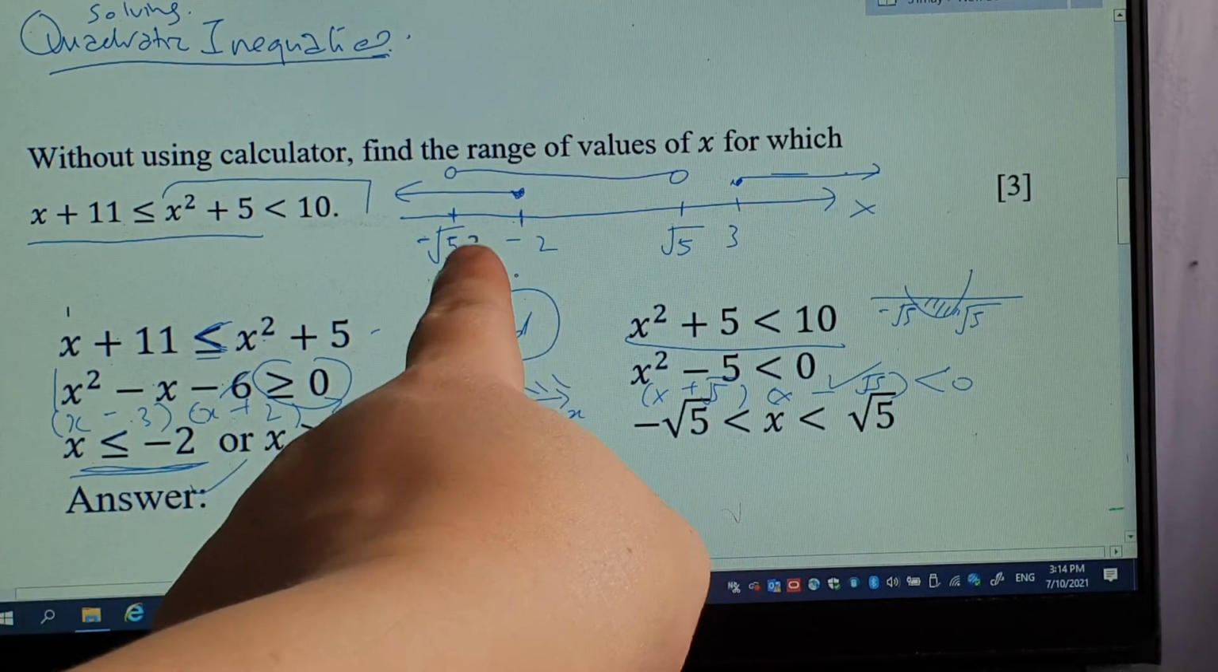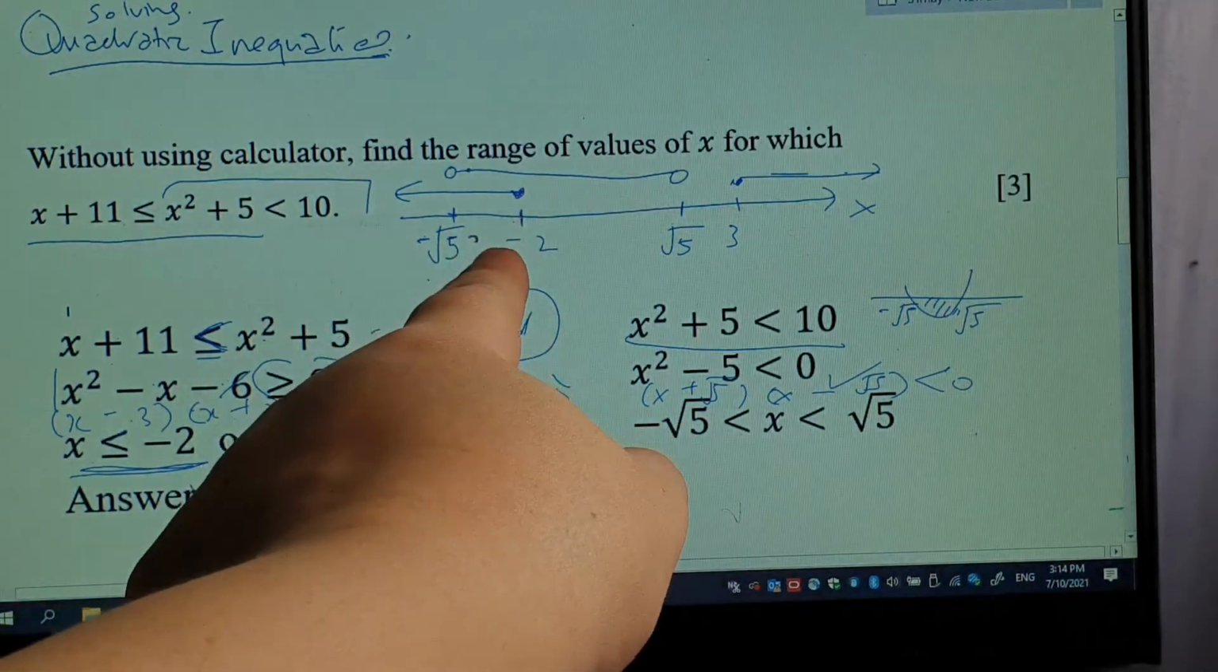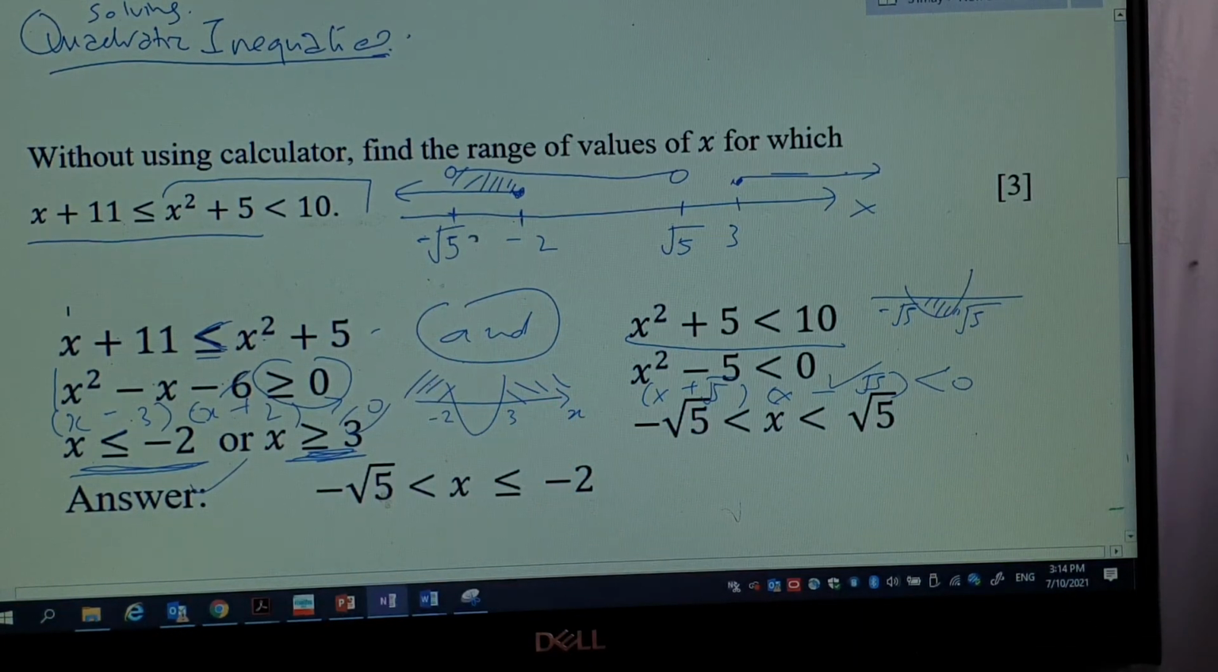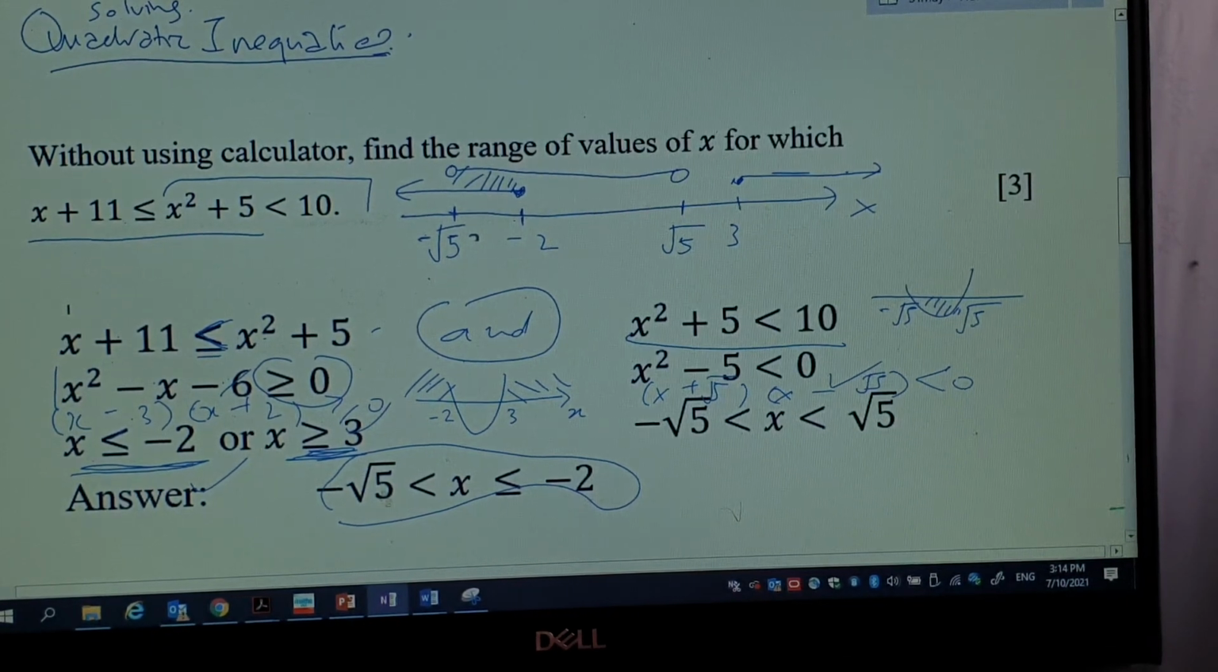So can you see that the overlapping part is here where I'm shading now? That means the answer, ladies and gentlemen, is this fella. Can you see? Don't shade, so no equal sign. Shade, equal sign. So that's inequalities for you. Clear?